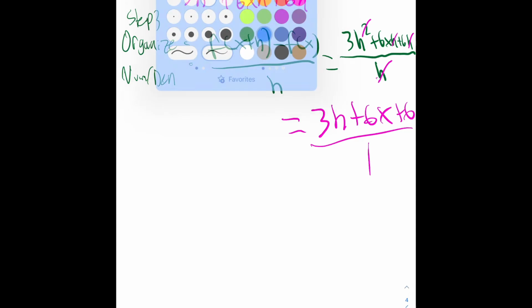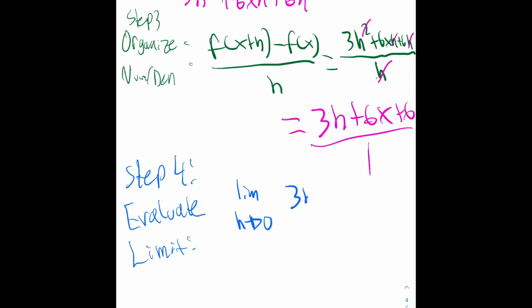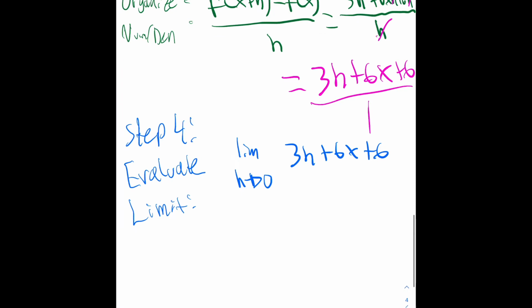And our final step then is to evaluate the limit. So evaluate limit, which in this case was h approaches 0. So the limit as h approaches 0, what were we left with? 3h plus 6x plus 6. Again, if I were to plug in a 0 there, the limit as h approaches 0, that's going to just equal 0. So this is going to kind of zero out. 0 plus 6x plus 6.